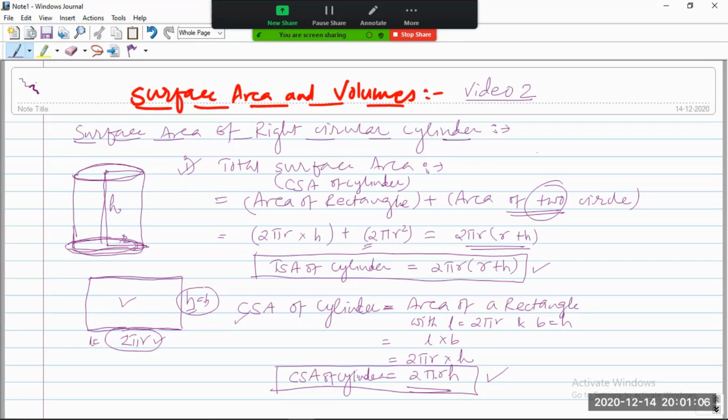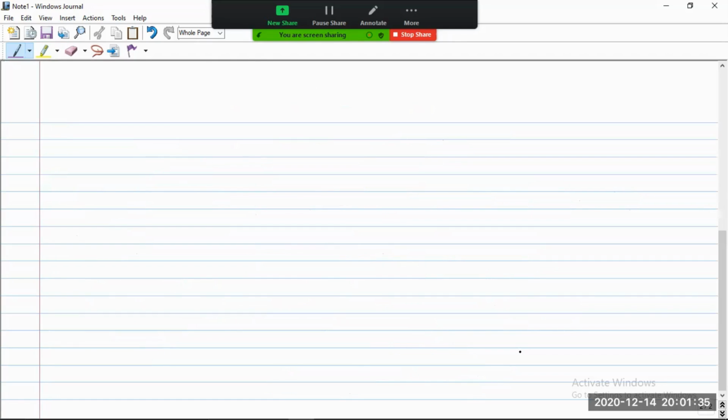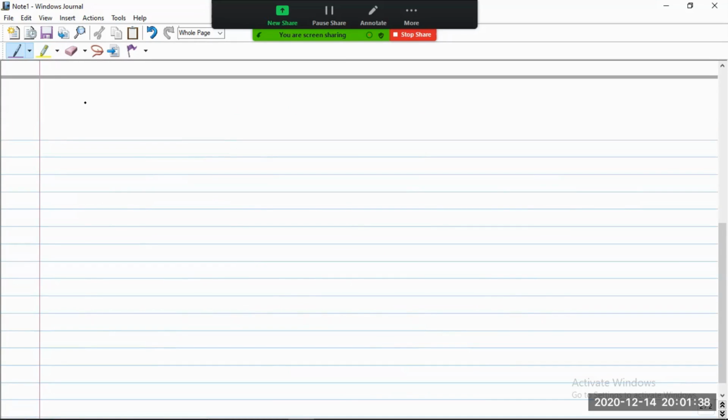So let's see the example on the surface areas of the right circular cylinder. The first example we will discuss is: the curved surface area of a right circular cylinder of height 14 cm is 88 cm square. Then find the diameter of the base of the cylinder.